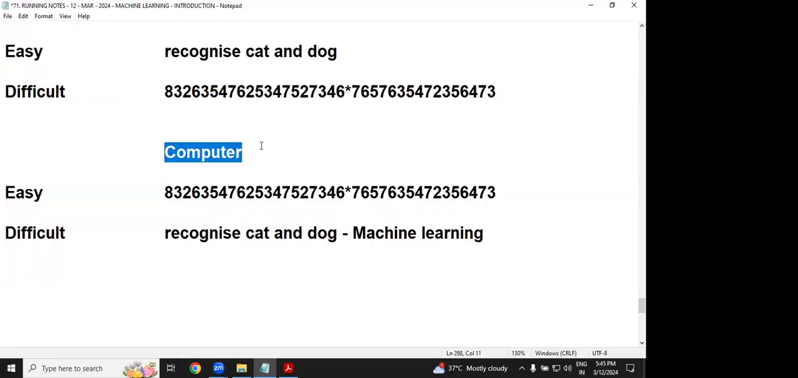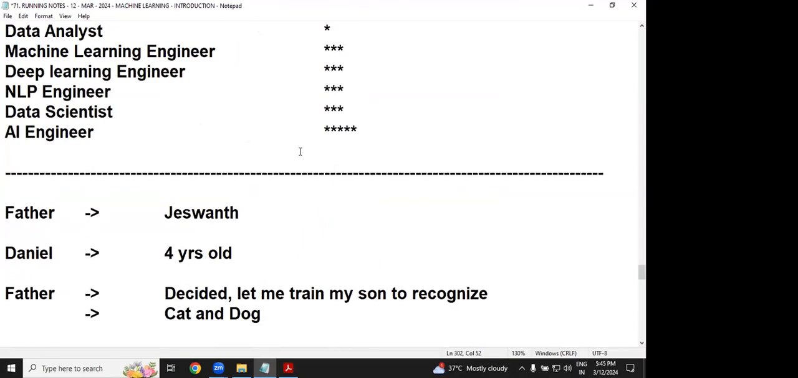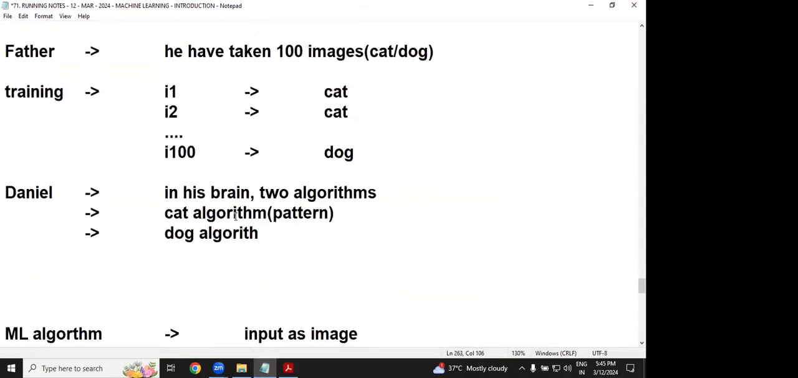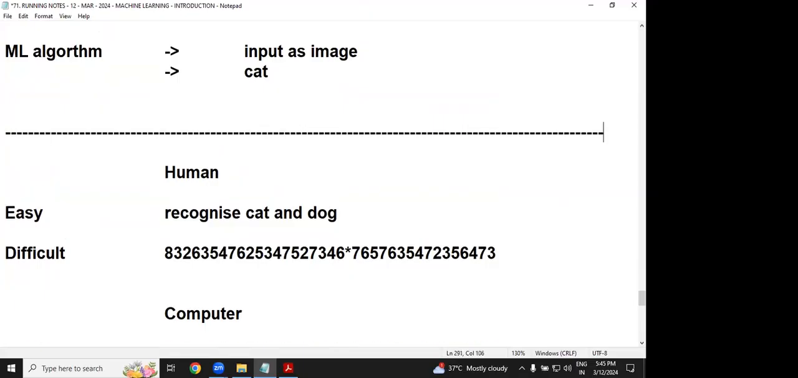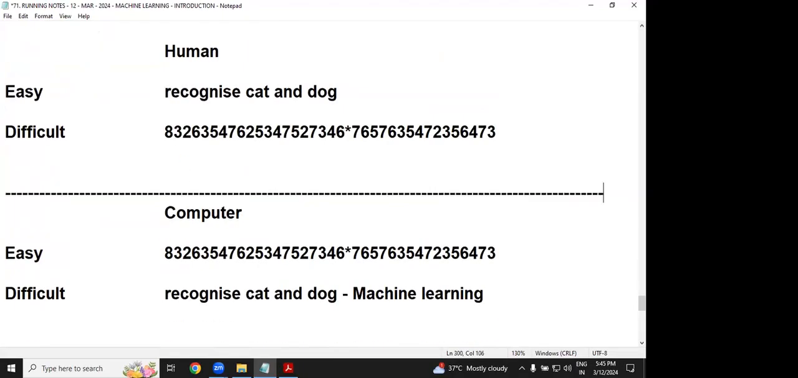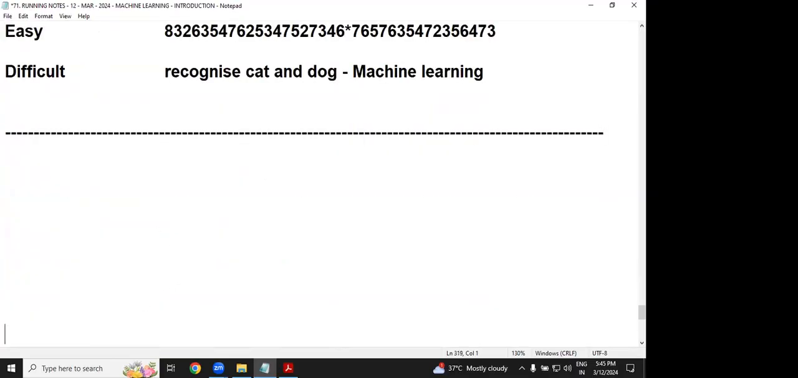Inside a computer, if you copy paste one ML algorithm, now your computer thinks like a human actually. Your computer can recognize cat and dog actually. Sir, did you understand? I hope you're getting it very clearly. Right. Now let us take a small discussion. Easy task and difficult task. Please recognize this.